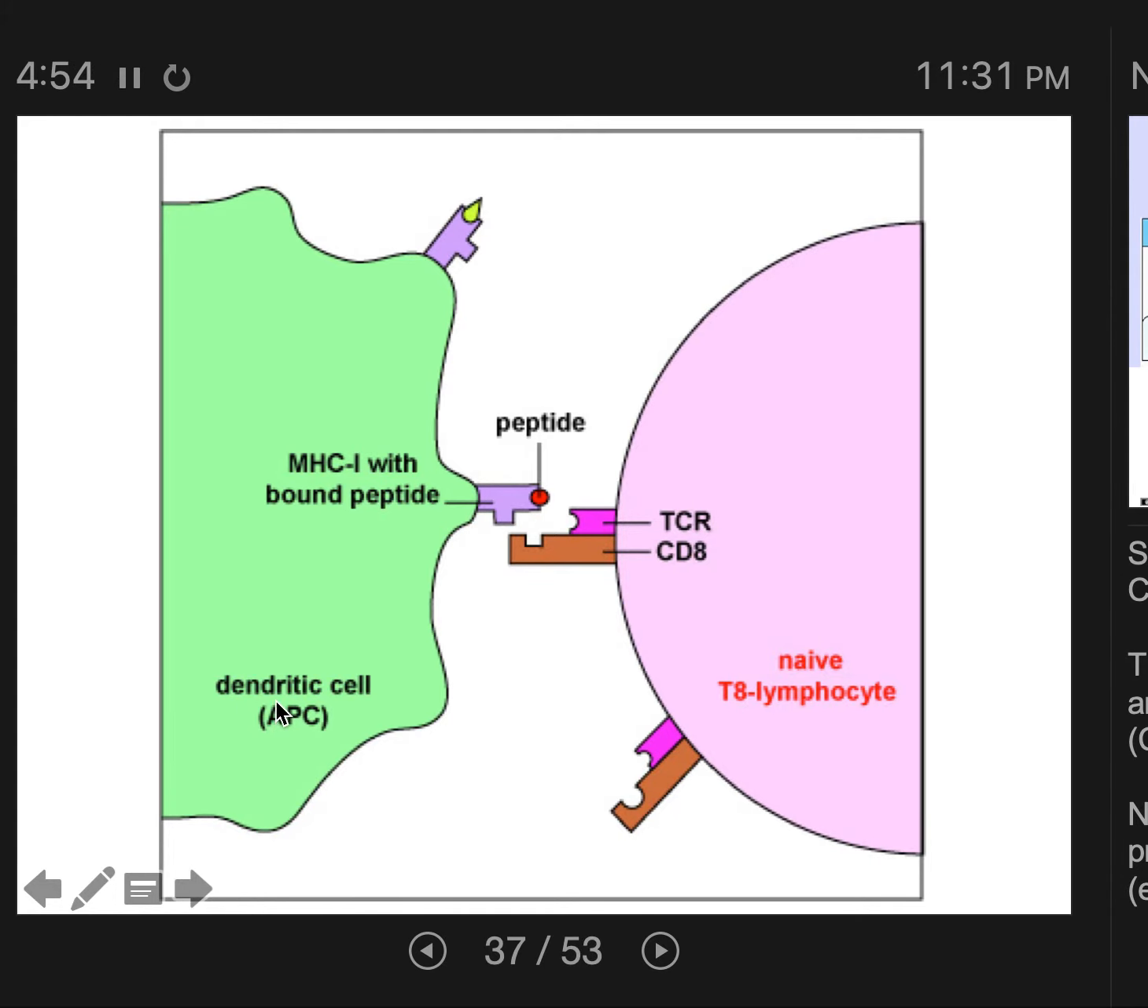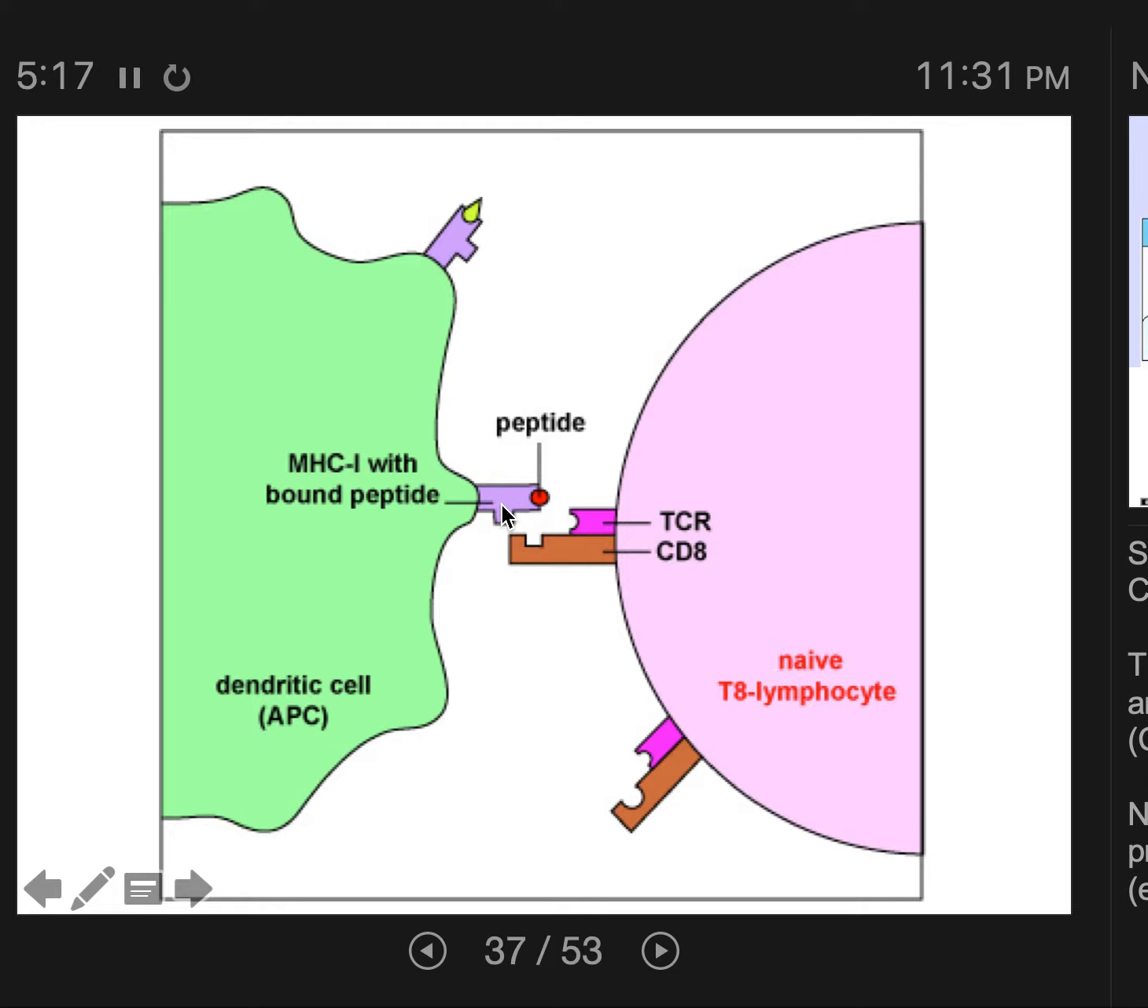And this, it says it's a dendritic cell, it's an antigen presenting cell, but it doesn't really matter what this cell is. It could be any cell in your body because it doesn't have to be another immune cell. This is a cell that's been infected. So it could be any cell in your body. So don't pay attention to the fact that it says it's another immune cell. So this cell in green is one of your normal human cells, but it's been infected.